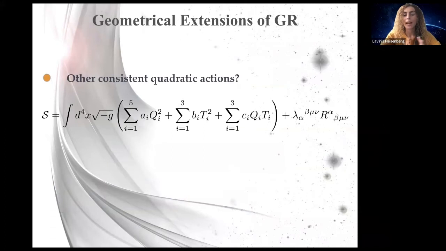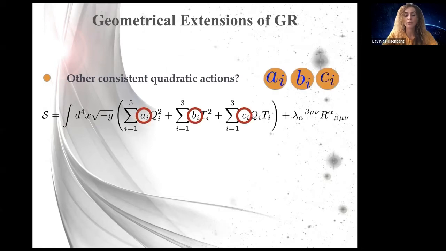So could you have other consistent quadratic actions? This could also be a question. You could say, oh, I take now quadratic non-metricity and quadratic torsion and even some mixed terms with some arbitrary coefficients. And then can I choose these coefficients A, B, C in a specific way that I modify general relativity so that I go beyond general relativity?